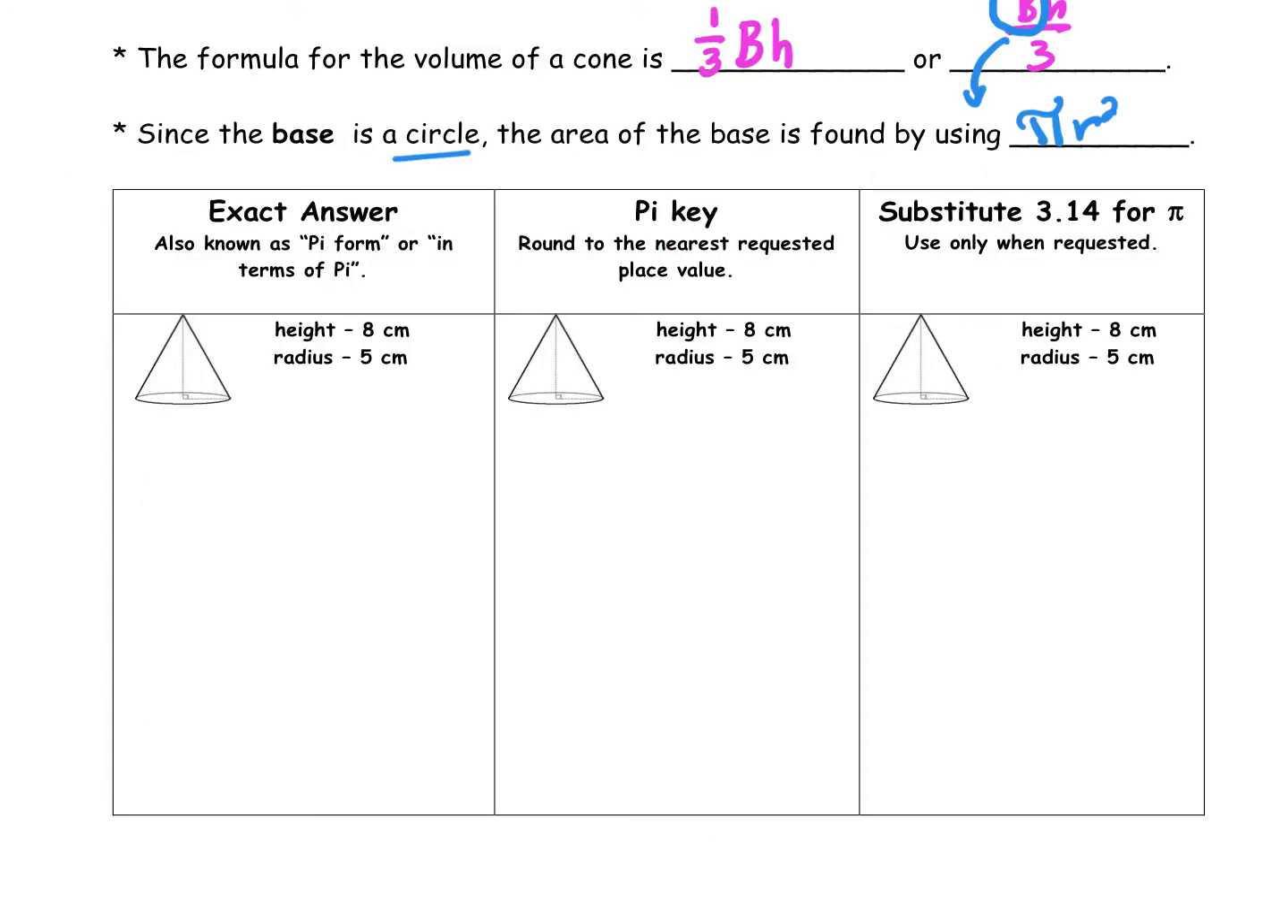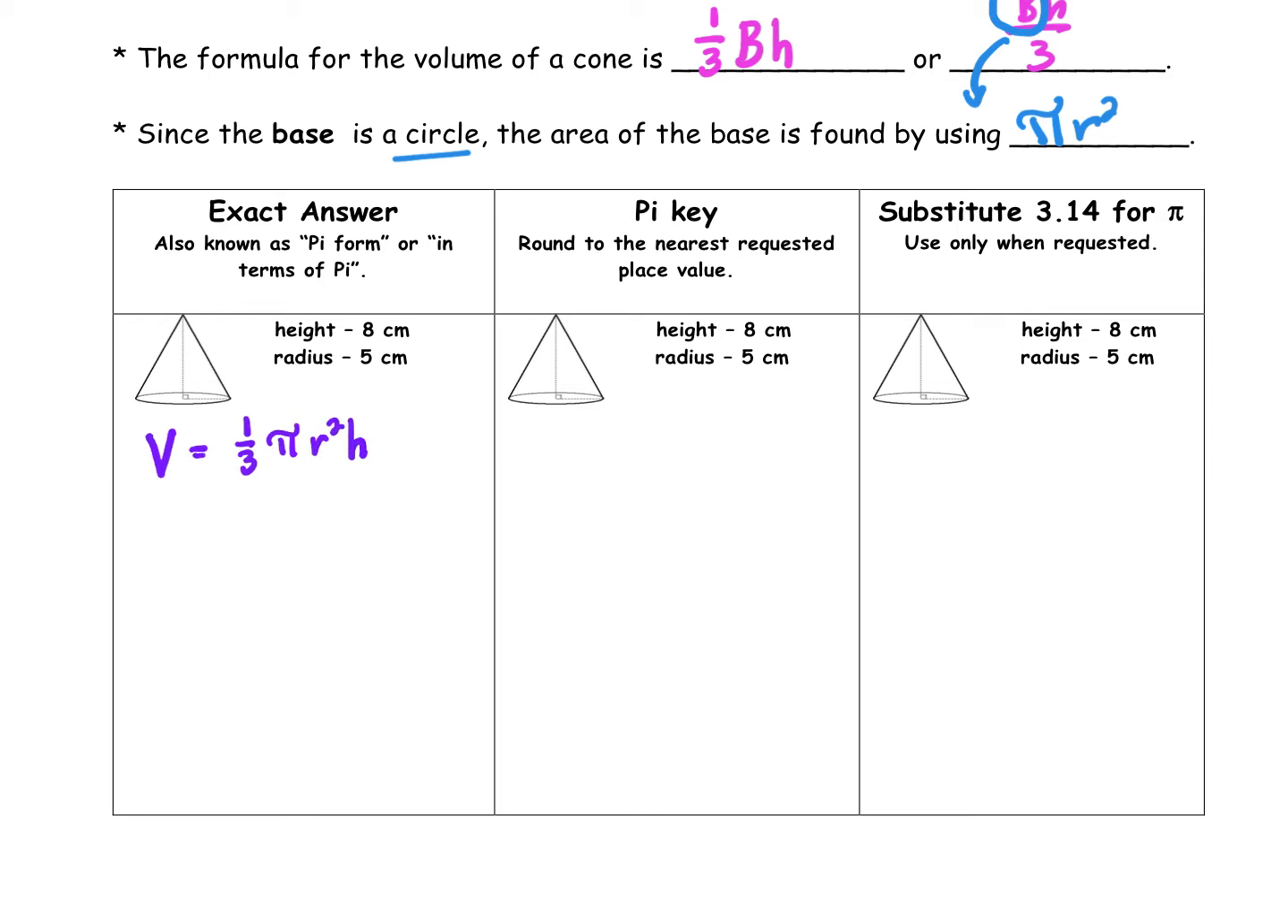So if you recall from the cylinder, when we find the exact answer, this is known as pi form or terms of pi, but it means we're going to leave pi, the symbol, in our math. So let's start out by writing the formula. The formula again is volume equals 1/3 times pi times r squared times the height.